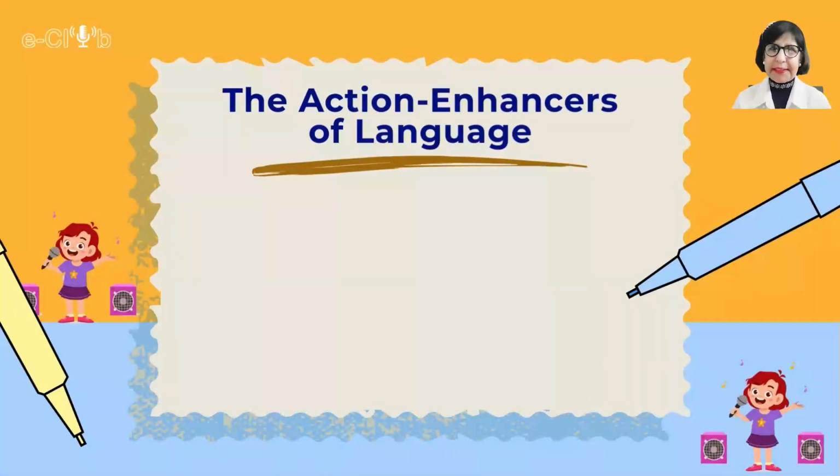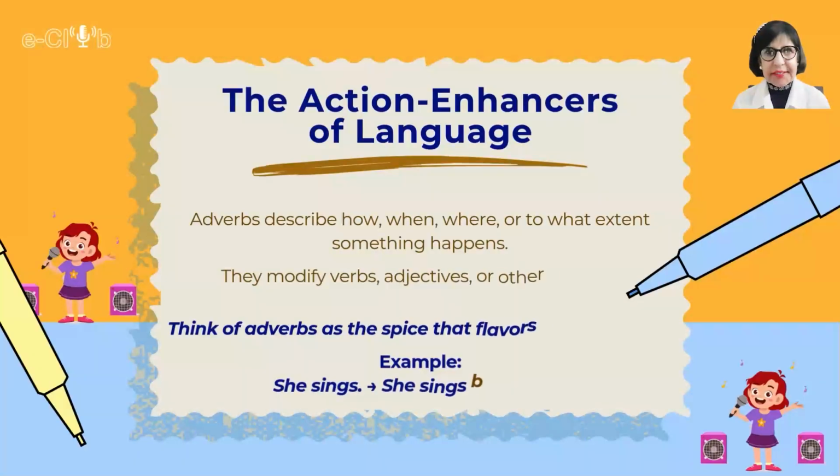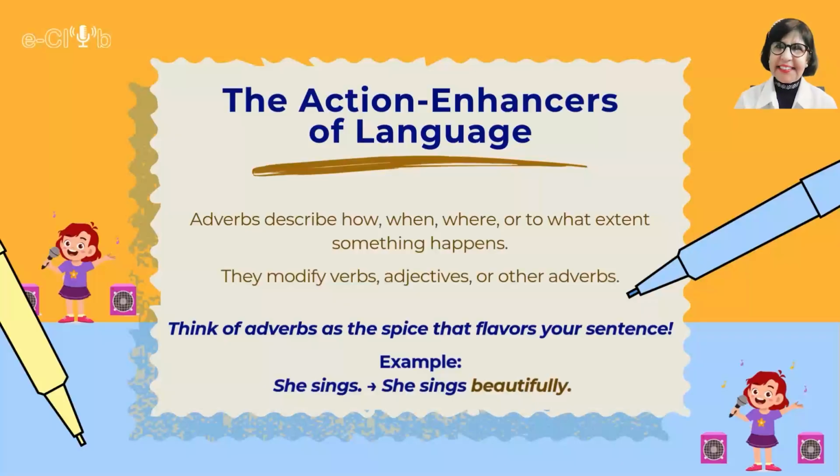Let's start with the basics. But don't worry, we are going beyond the boring textbook definition. An adverb is a word that tells us how, when, where, or to what extent something happens. In short, adverbs describe actions and sometimes even other descriptions. Take this, she sings. Okay, now look at this. She sings beautifully. Now we know how she sings. That's the adverb at work.